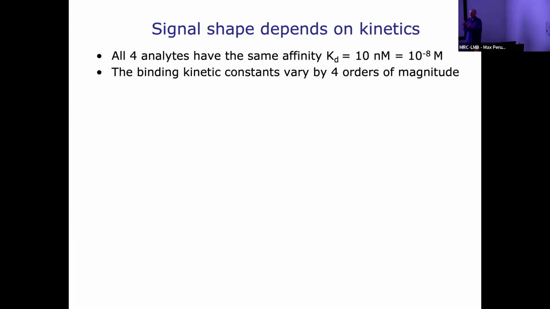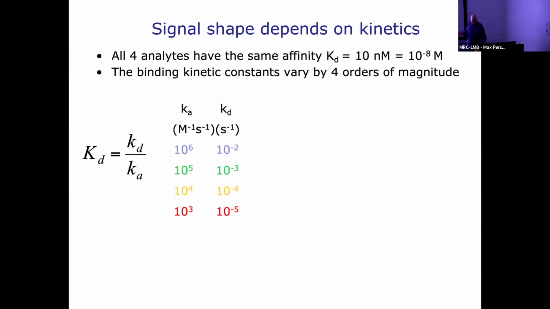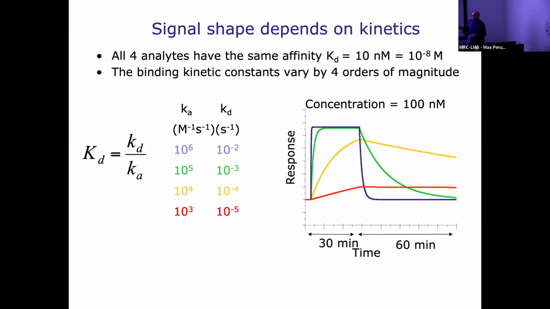What kind of signal and what kind of kinetics you're going to get depends upon the individual rate constants. Let's imagine you've got 4 analytes with the same binding constant, but different individual on and off rates. What's the shape going to look like? In blue, it's very, very fast on, but it's also very, very fast off. Then as you go down, at this one concentration, you're getting slower observed on rates, but much slower off rates.